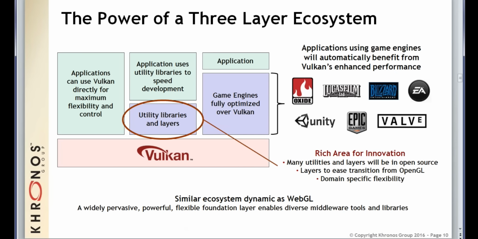We've seen it work once before in the 3D space, with WebGL. And WebGL is a powerful low-level API. Some would argue it's too powerful for a web API, but it's really worked out because having a powerful, fully flexible, low-level API enables a very vibrant and diverse middleware ecosystem. And we're kind of expecting and hoping that the same thing will happen with Vulkan as happened with WebGL.